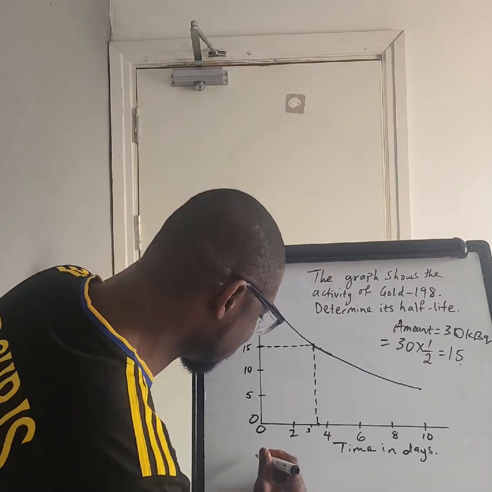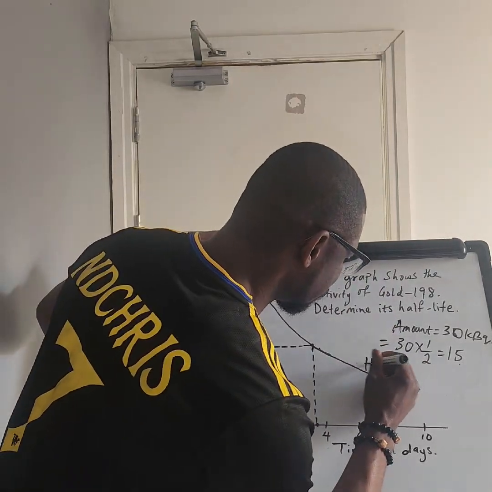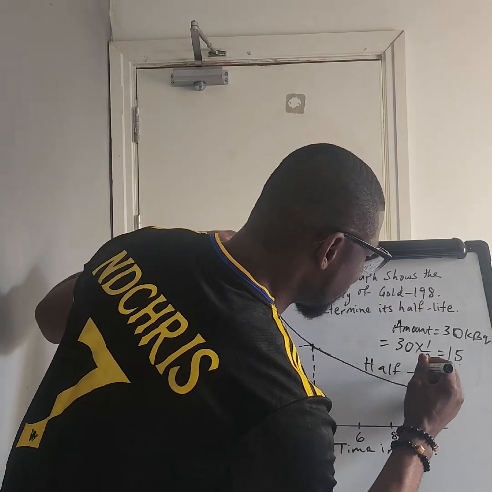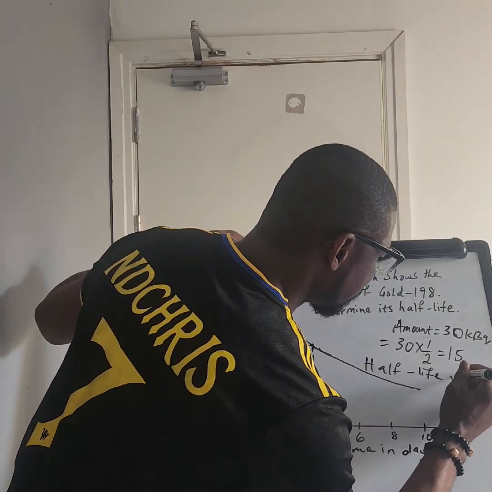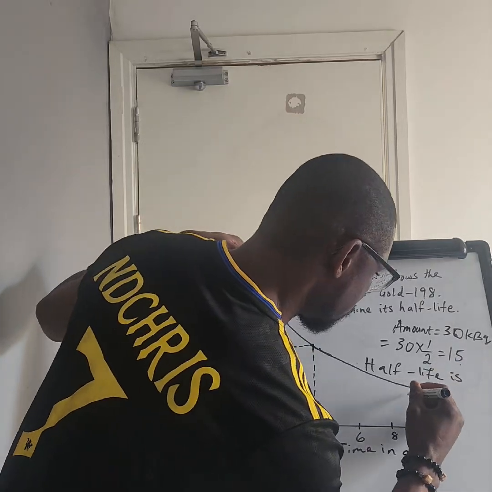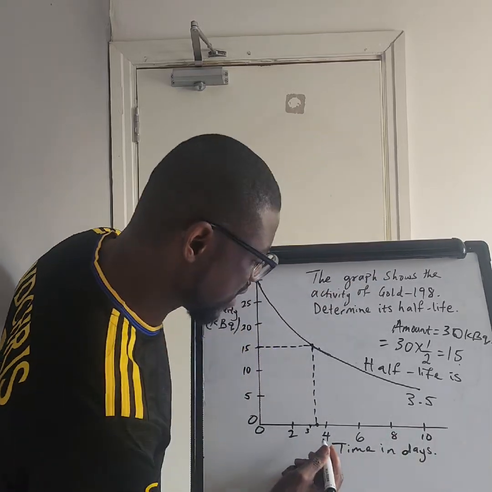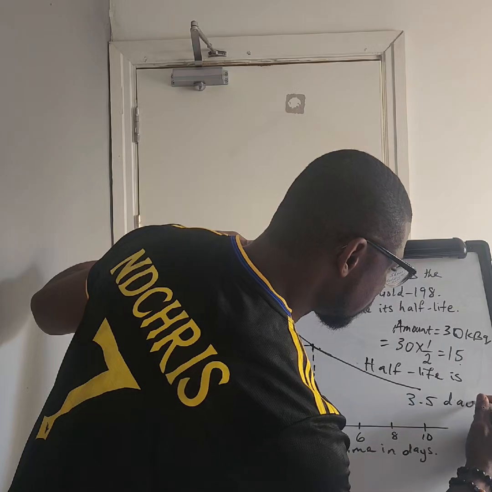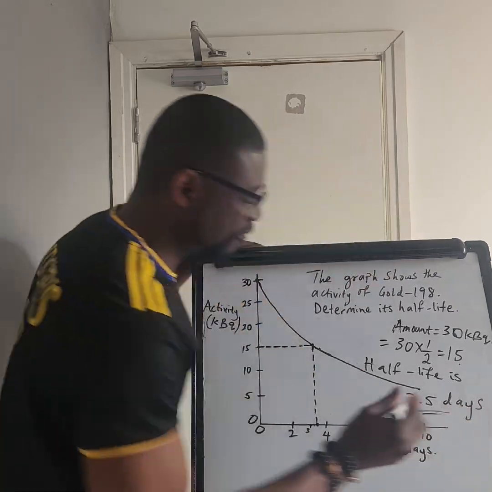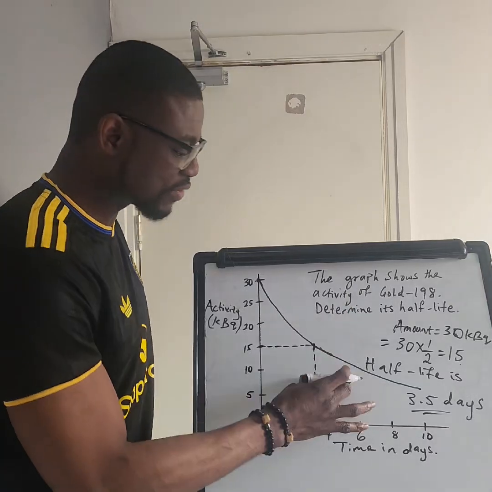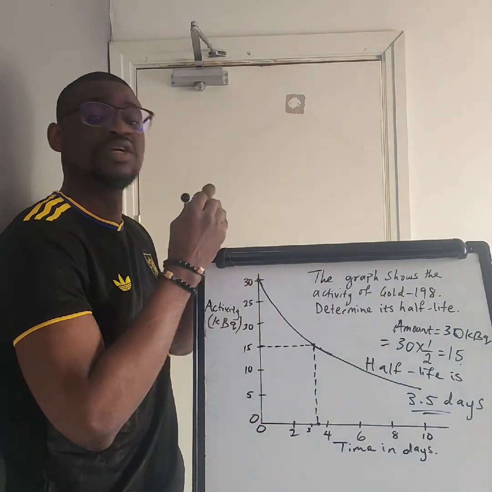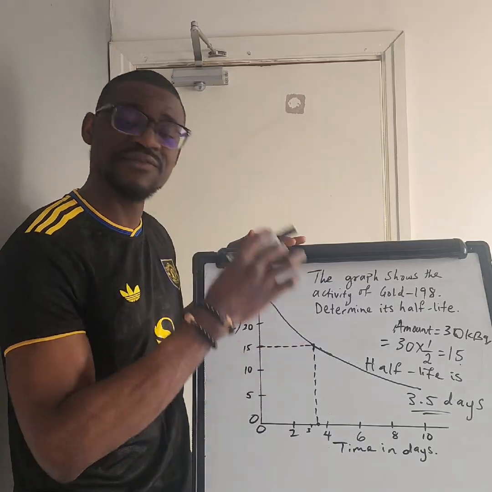So I can say that the half-life is 3.5 in days as calculated from the graph. So this is how to use graphical method to find half-life.